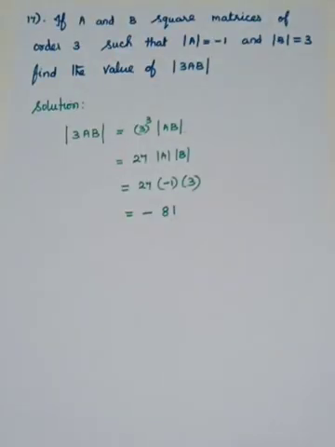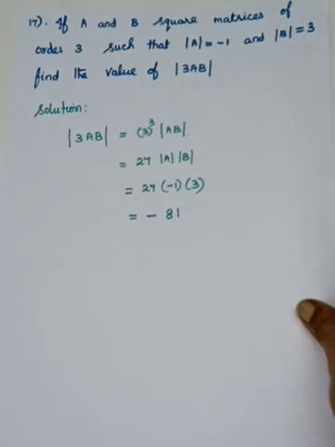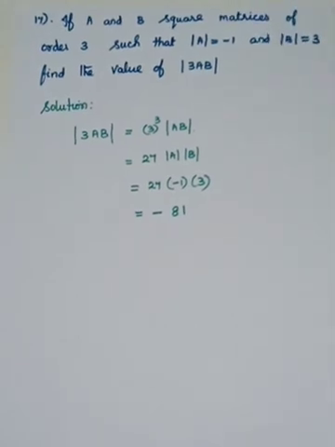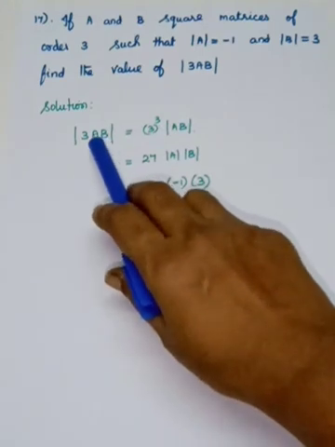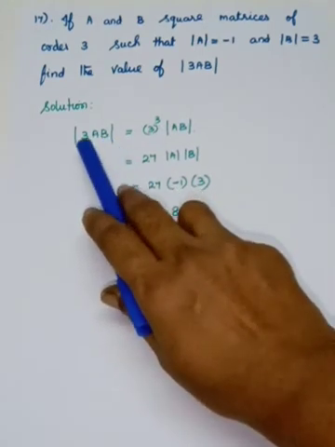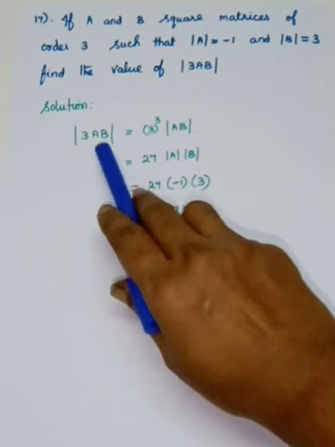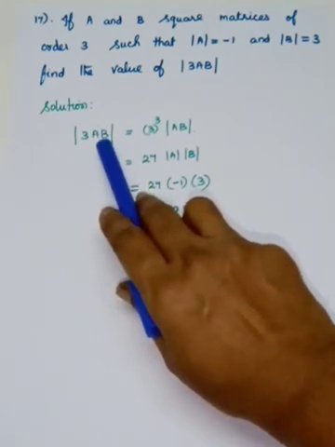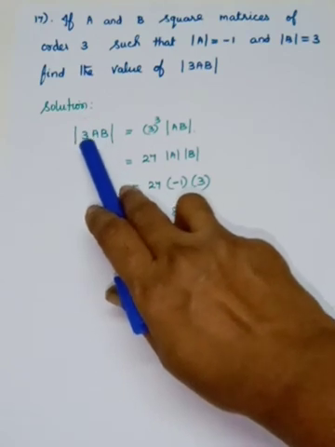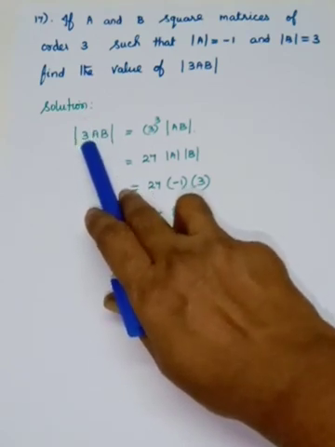And coming to the 17th one. If A and B are square matrices of order 3 such that determinant A is equal to -1 and determinant B is equal to 3, find the value of determinant 3AB. You will consider determinant 3AB. A and B are square matrices of order 3, so AB is the product, whose order is also 3. So AB has 3 rows and 3 columns, and that AB matrix is multiplied by 3.